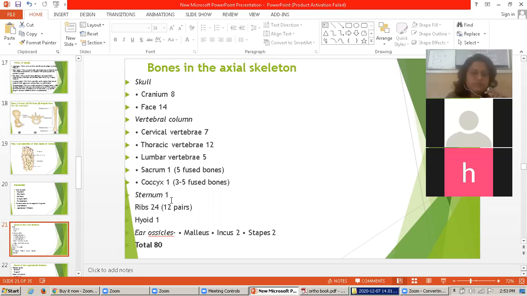Then the sternum, this is also one. Then the ribs, 12 pairs, that is 12 into 2, which is 24. And the hyoid is one bone. Then the ear ossicles: malleus 2, incus 2 and stapes 2. So a total of 80 bones are present in the axial skeleton.